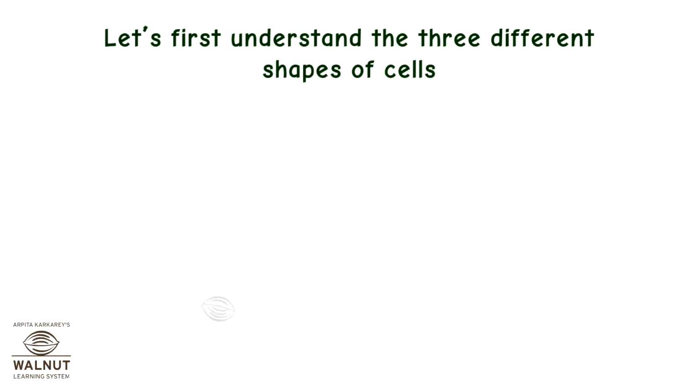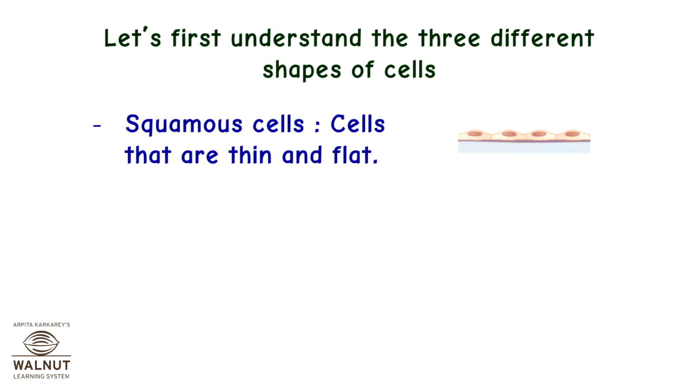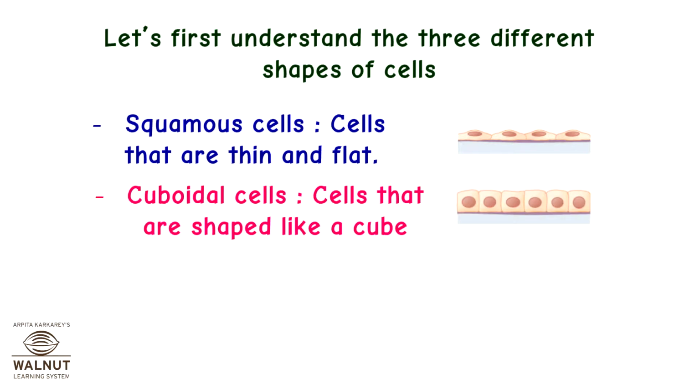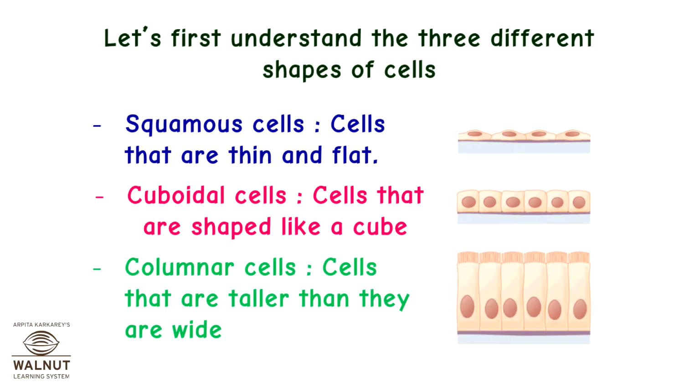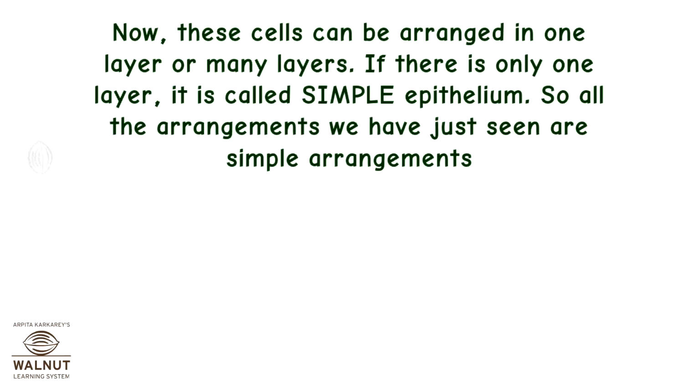Let's first understand the 3 different shapes of cells. Squamous cells, cells that are thin and flat. Cuboidal cells, cells that are shaped like a cube. Columnar cells, cells that are taller than they are wide. Now, these cells can be arranged in one layer or many layers. If there is only one layer, it is called simple epithelium.